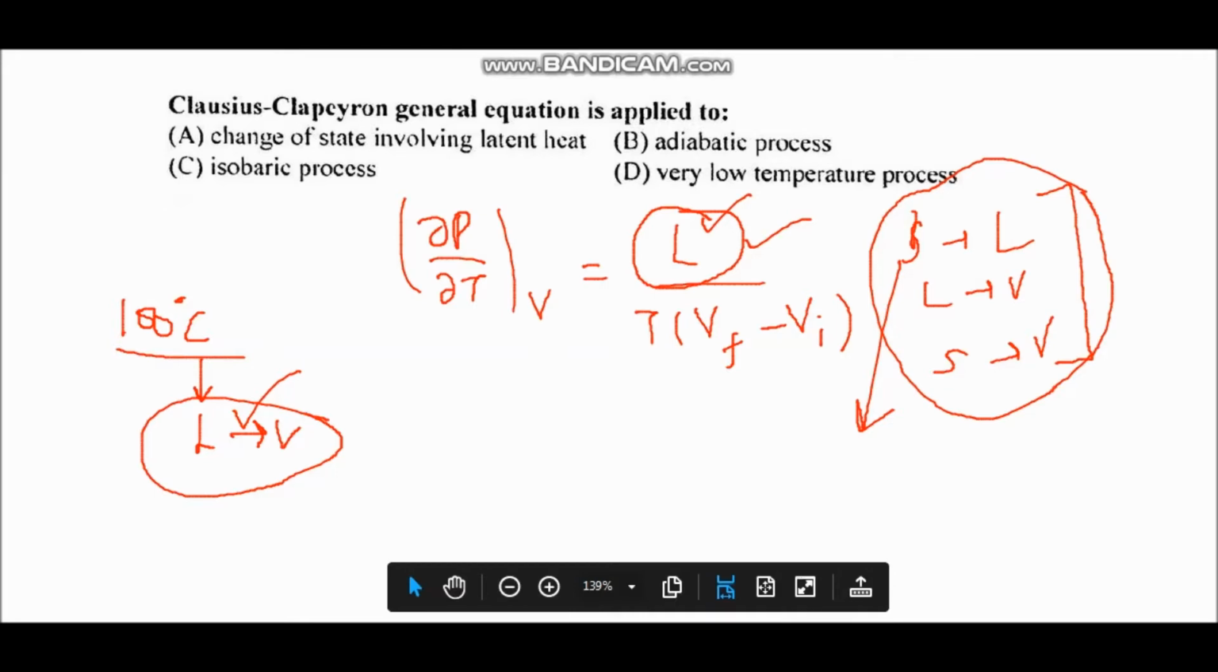So from all the discussion we can say that the Clausius-Clapeyron equation is applied to changes of state which involve latent heat, and all such transitions are called first order phase transitions. This means all the transitions which involve latent heat are first order phase transitions.